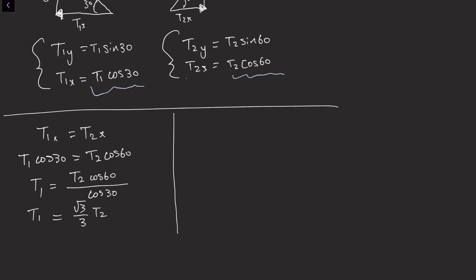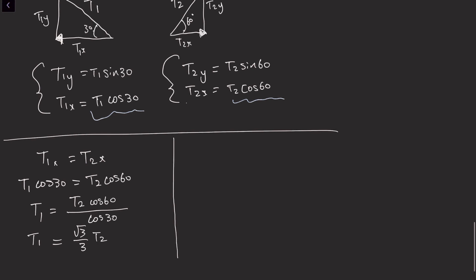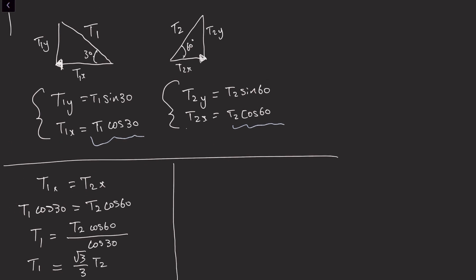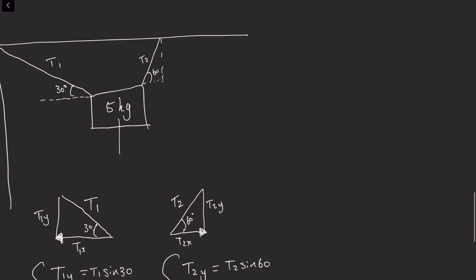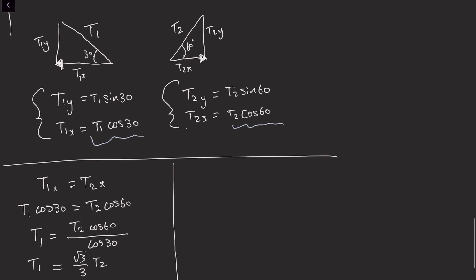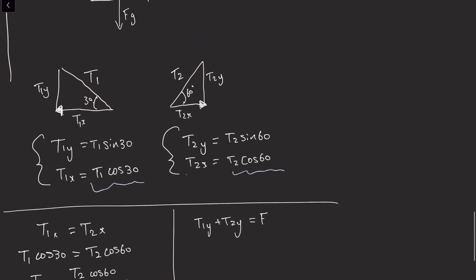Let's move on to T2. Now we know T2 is the vertical forces, and both of these vertical forces are pulling upwards. What is the force that's pulling downwards? The only force that's pulling downwards on this block is the force due to gravity. So therefore we know that the sum of all the forces that is pulling upwards, in this case T1's y component and T2's y component, these two forces must equal the force that's pulling downwards, which is the force due to gravity.